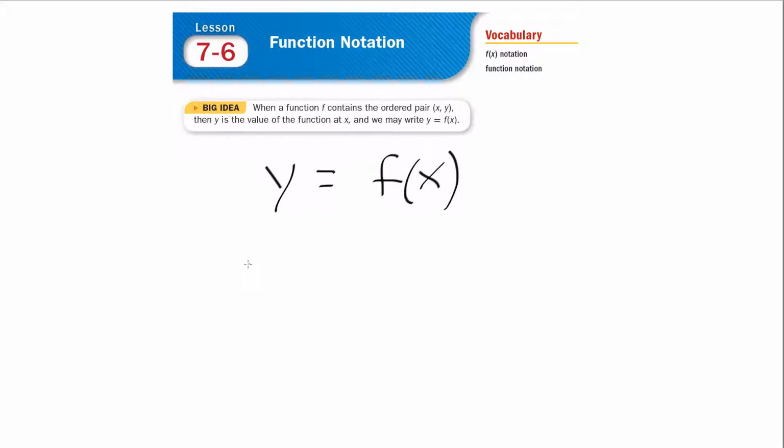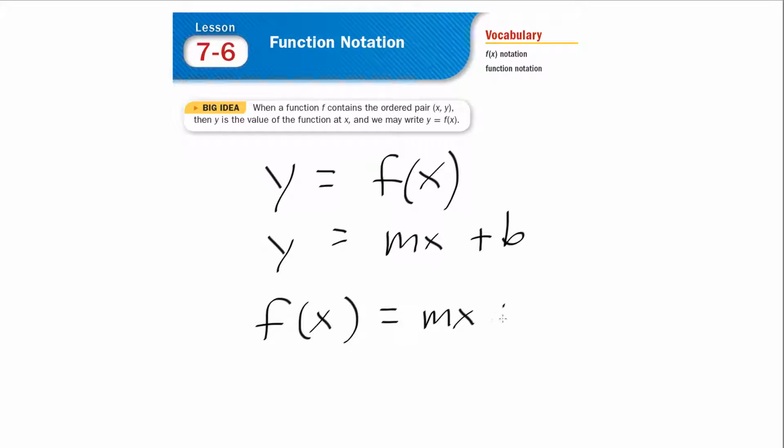Some examples of that: if we had y equals mx plus b, the slope-intercept form of the equation, that would be written as f of x equals mx plus b. This is function notation. Let's go play with it.